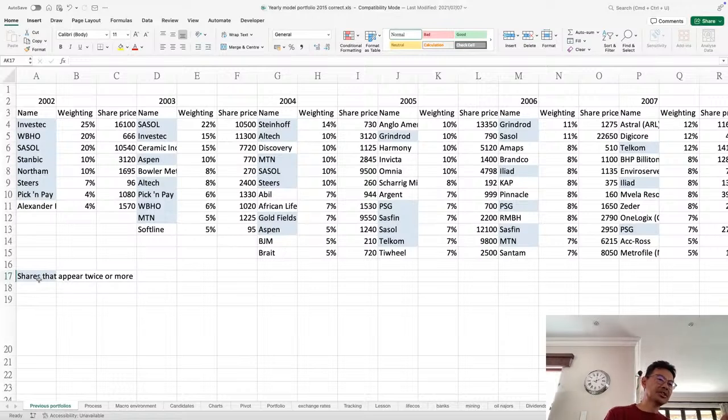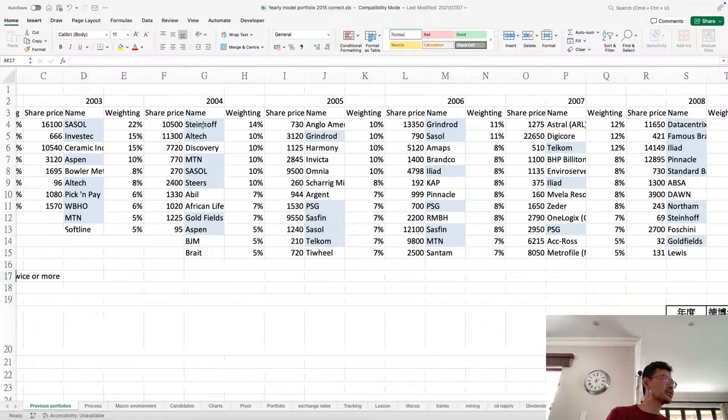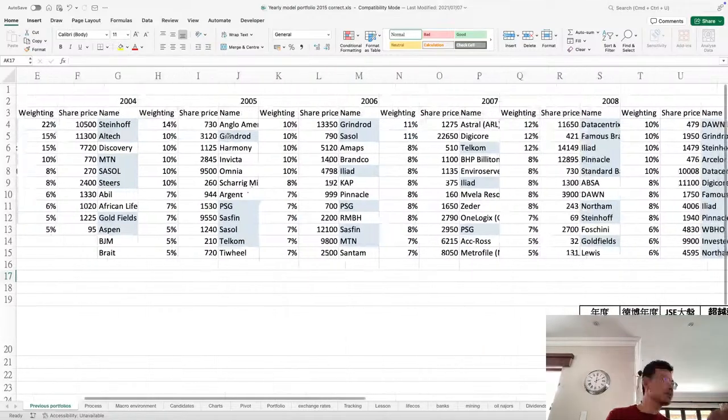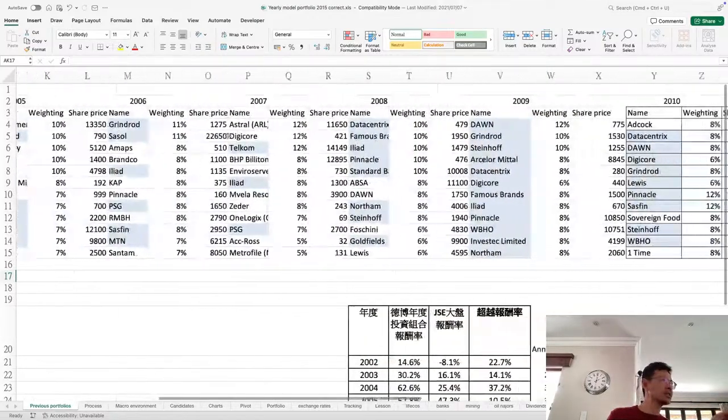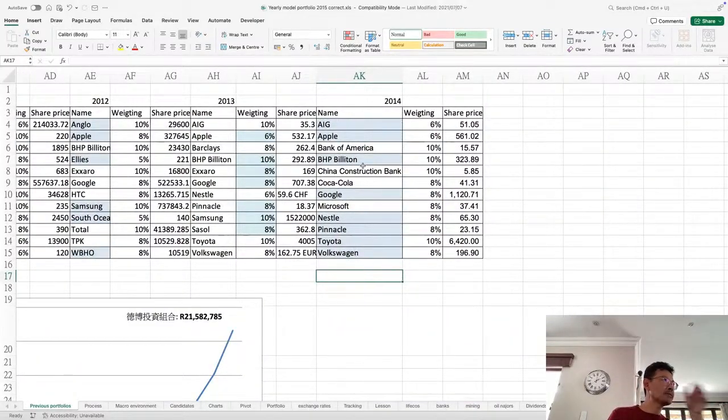The shares highlighted in gray are shares that have appeared twice or more. And you could see that in 2004, Steinhoff was actually in my portfolio. Okay, that's in the early years, and that's how it transpired over the years, from 2002 all the way to 2014, 2015. After that I stopped creating these, as I didn't have time to do such an exercise anymore. But you could see that this is the portfolio.